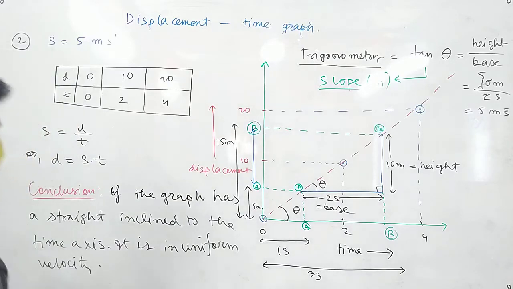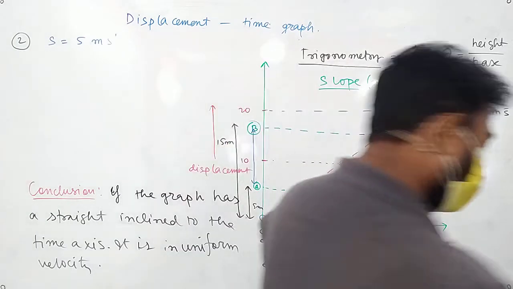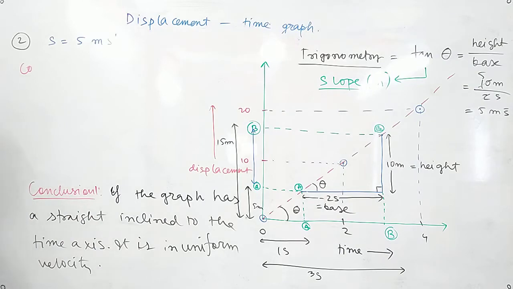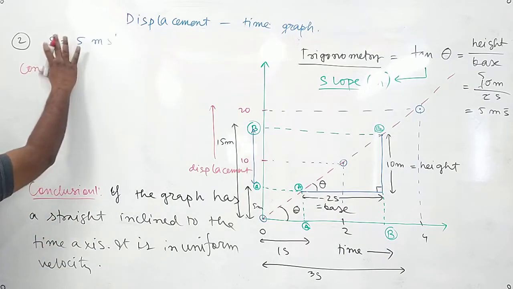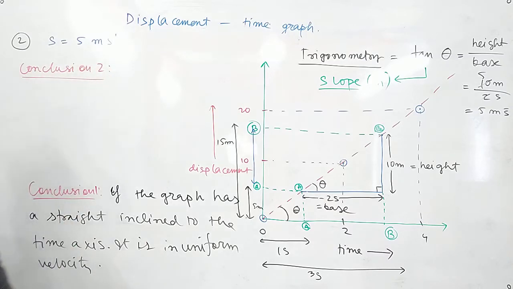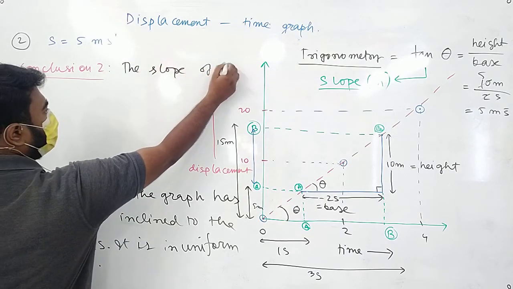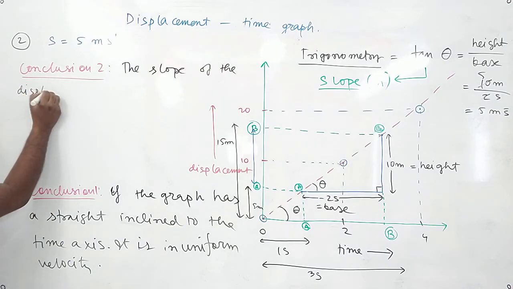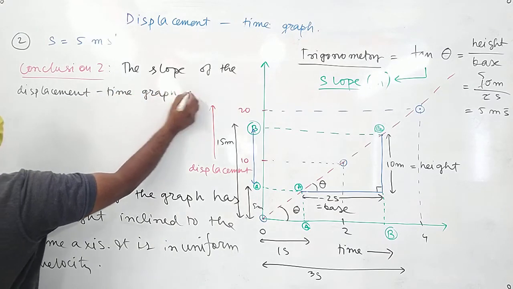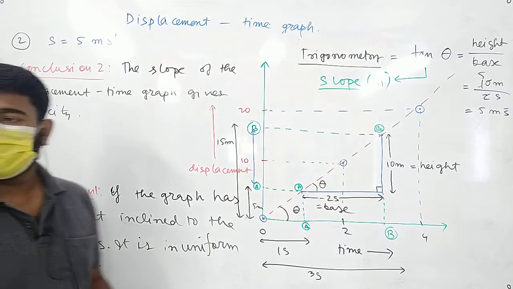Okay. So write down one more conclusion. After conclusion 1, write down conclusion 2. No, you will write it down when you go home. Don't write in your copy now. So conclusion 2: the slope of the displacement time graph gives velocity. Is the idea clear to all of you?